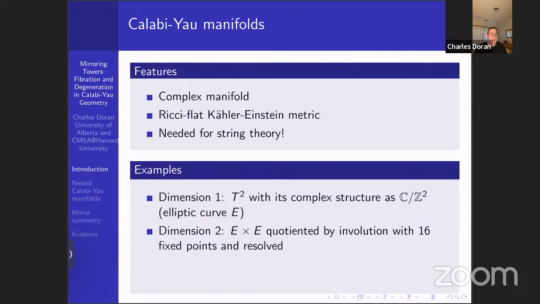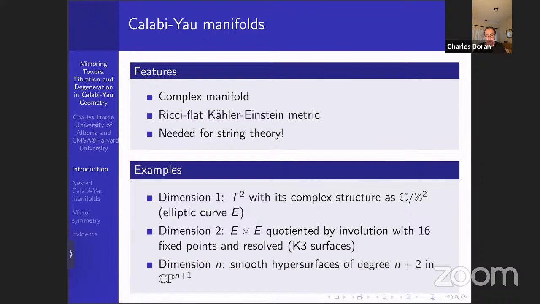Dimension 2, well, here's an example. You could take the product of 2 elliptic curves and quotient by the involution, which is plus or minus the identity. That's going to have 2 to the 4 equals 16 fixed points. You can then resolve it, and depending upon which category you like to live in, whether you're an algebraic geometer or a differential geometer, you might resolve it in different ways. But no matter what, you're going to get something called a K3 surface, either metrically or algebraically. Not all K3 surfaces arise this way. By contrast, all elliptic curves arise in the way described up above.